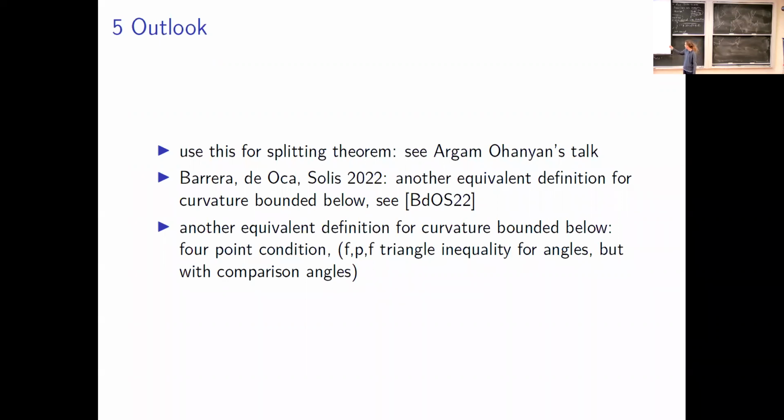That's Barrera de Oca and Solis. And recently we came up with another definition, namely the 4-point condition. It's basically the triangle inequality for angles in the future-past-future case, but with the comparison angles instead of the angles. This has a big advantage of not intrinsically requiring some geodesics to exist. Okay, that's it for me.